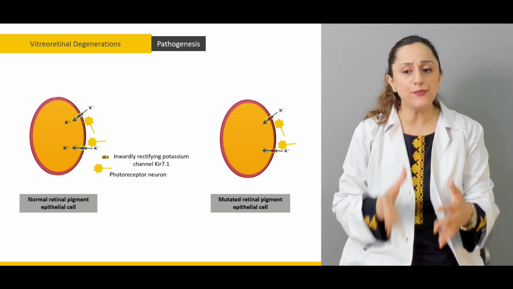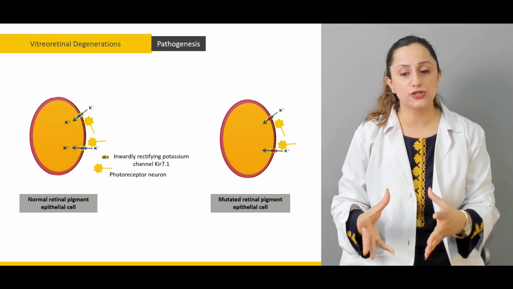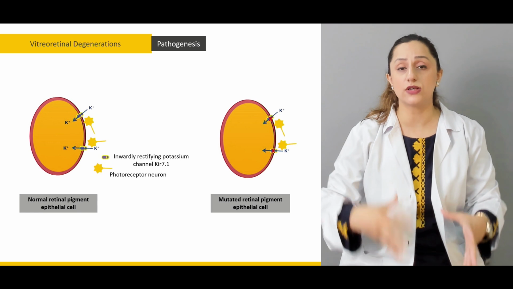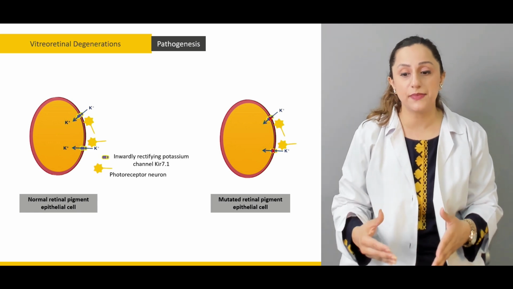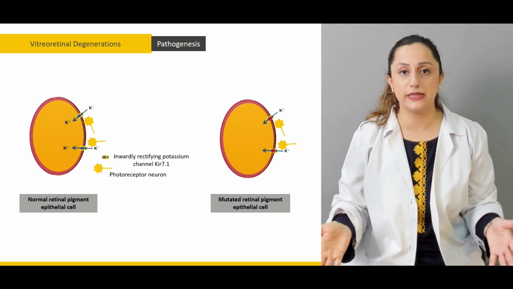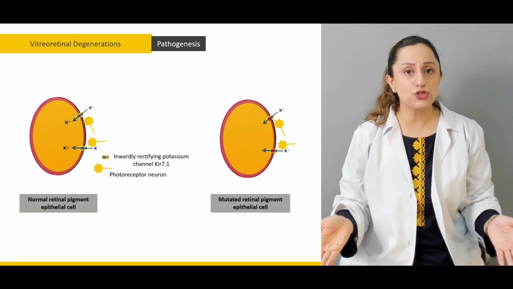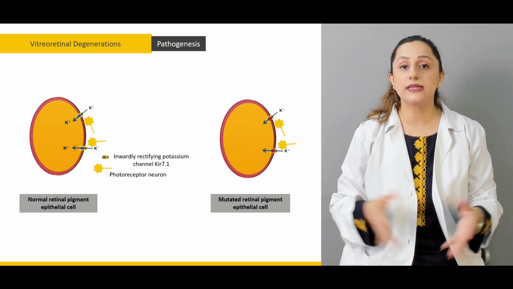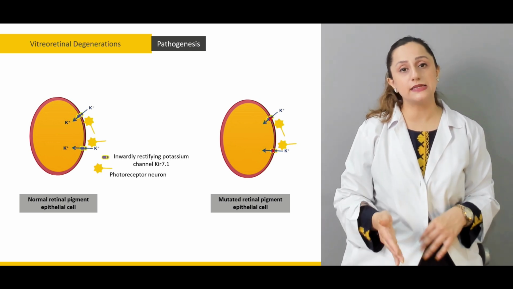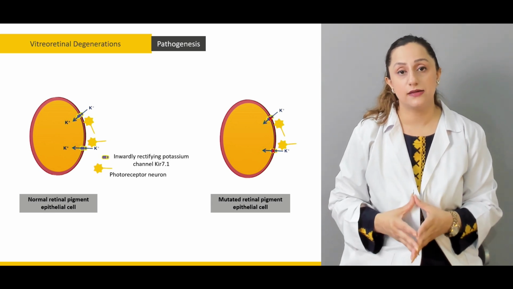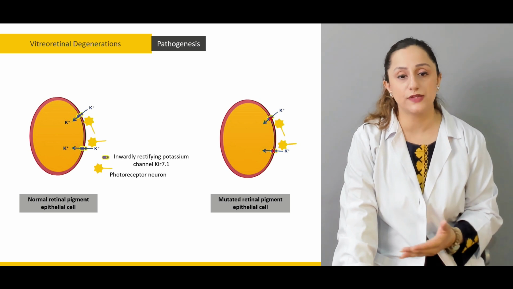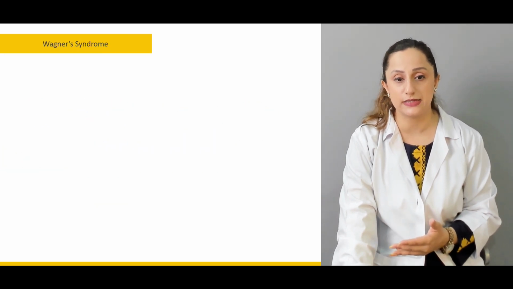So this abnormal localization of these rectifying potassium channels is the basic causative factor for the development of these vitreoretinal degenerations, whatever the cause may be. It can be hereditary problems that are occurring, or it can be acquired conditions. These potassium channels are basically mutated, and that is responsible for the development of the vitreoretinal degenerative mechanisms.